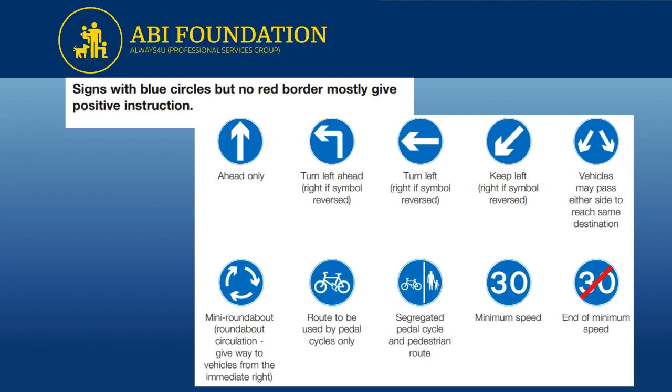This arrow is also a bit confusing for some. Here you are saying vehicles may pass through either side. And the difference between these two: one is turn left, and this is turn left ahead. Feel free to rewind the signs and have a look on your own.